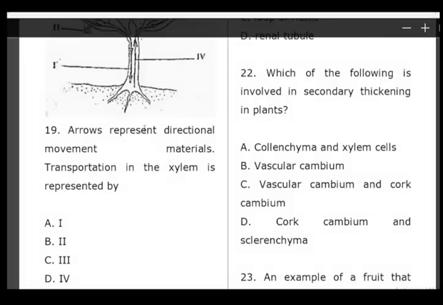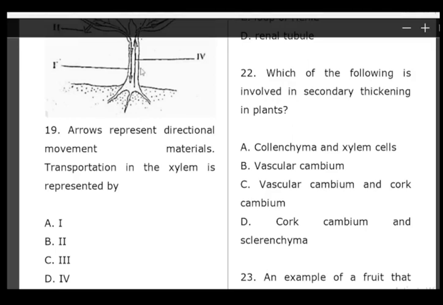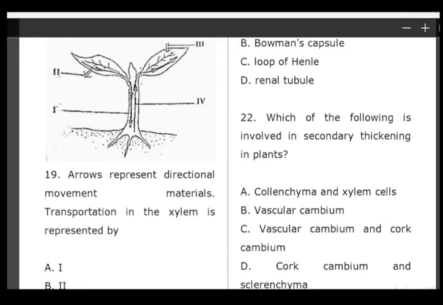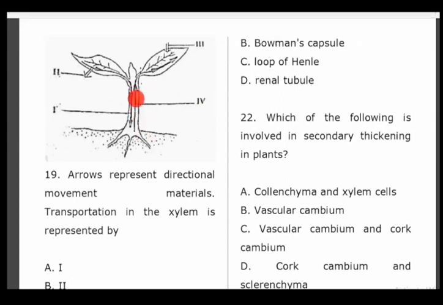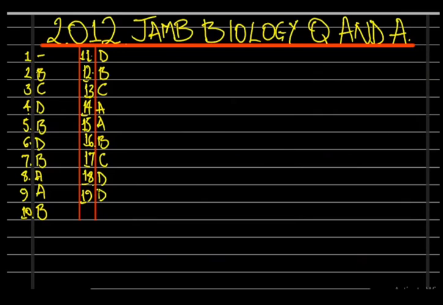So from what we just said, the arrow that represents the transportation in xylem, now xylem transports water from the roots to the upper part of the plant. So this is it here in the Roman numeral 4. The arrow that is going upwards from the roots to the upper part of the plant is Roman numeral 4. So that is our answer to that particular question, which is option D. So question 19 is option D.